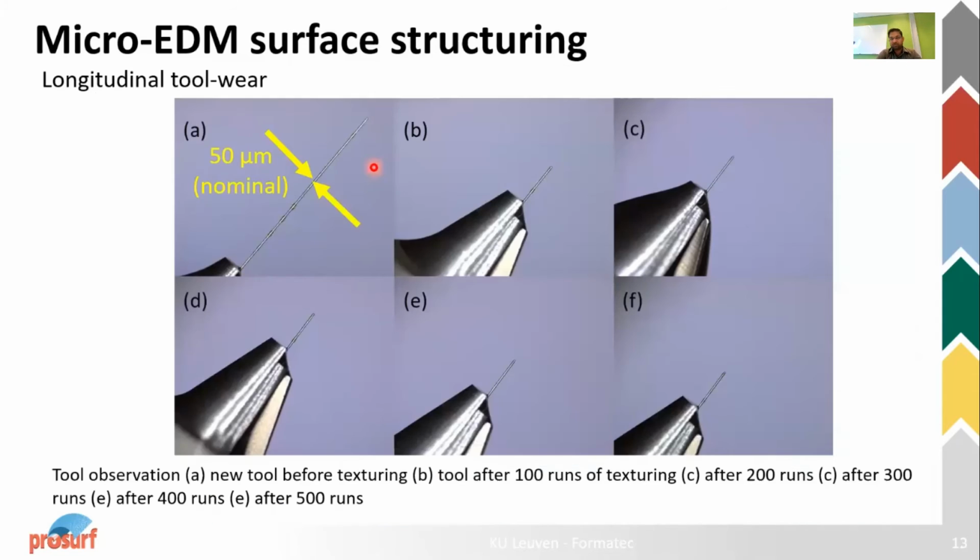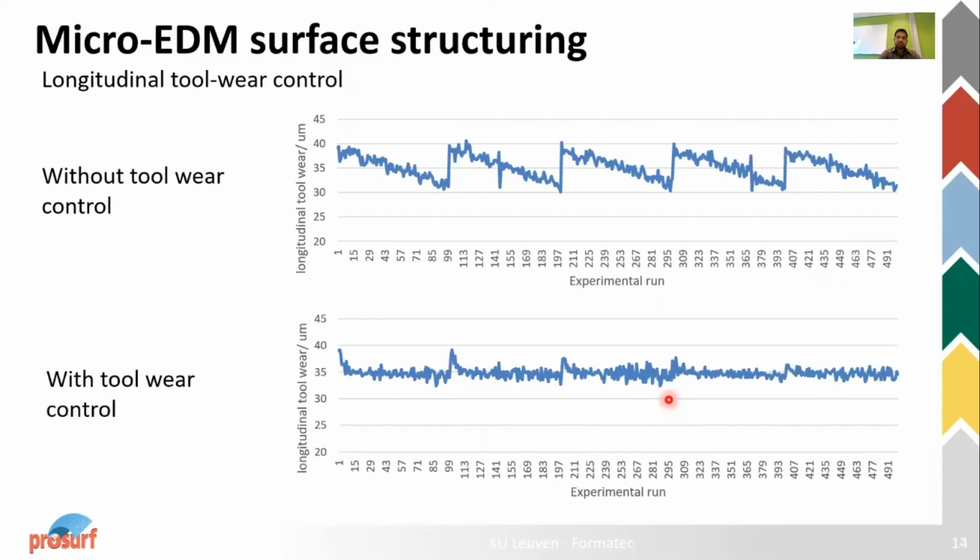So the second approach we took was to utilize a commercial tool available in 50 micrometer nominal diameter. Here we can see that the diameter of the dimples was very repeatable, but the problem was again with the depth. The depth of the dimple was not consistent, and this is because the microEDM process has inherent longitudinal tool wear. You can see here a new tool after texturing, and after, let's say, 100 runs, 200 runs, 300 runs, and 500 runs, the tool gets shorter and shorter, and this will affect the depth and the repeatability of the process. To evaluate this, we quantified the tool wear on the machine.